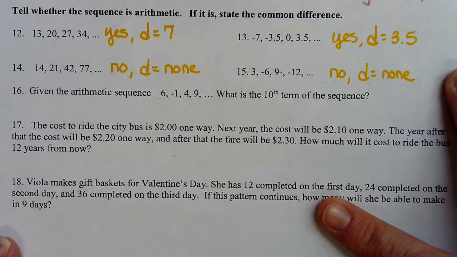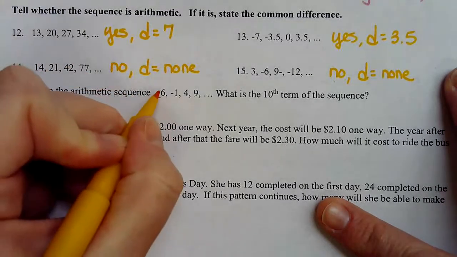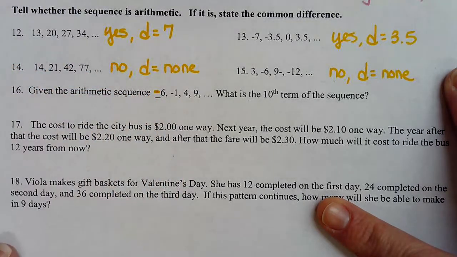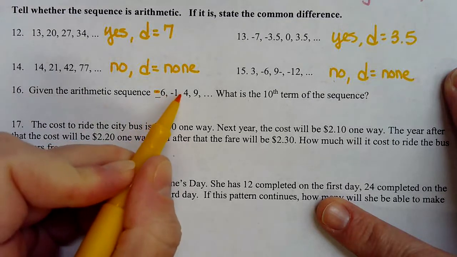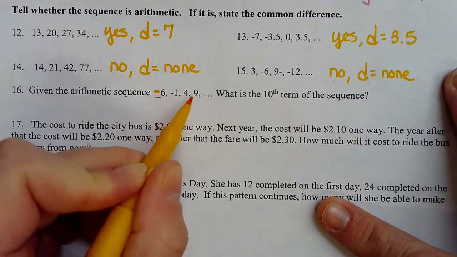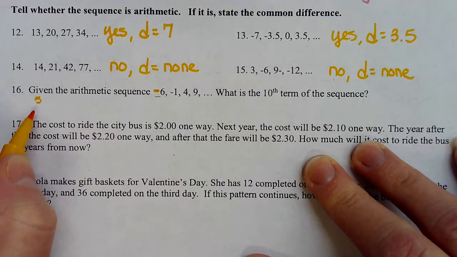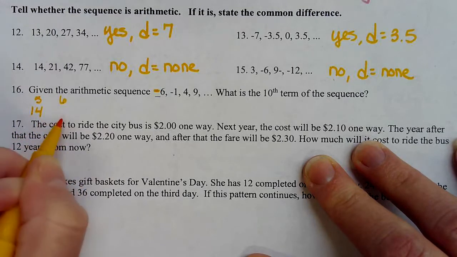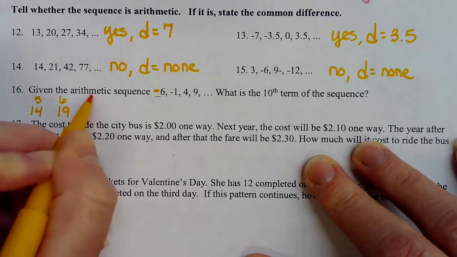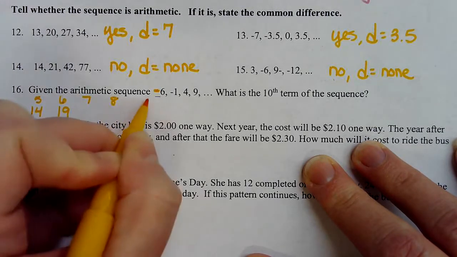For 16, given this arithmetic sequence, this should be a -6. That's why it's like that. What is the 10th term? So this is the first term, second term, third term, fourth term. It looks like the pattern is that we're going up by 5. So the 5th term, we add 5, so it would be 14. 6th term, add 5, 19. 7th term, 8th term, 9, 10.